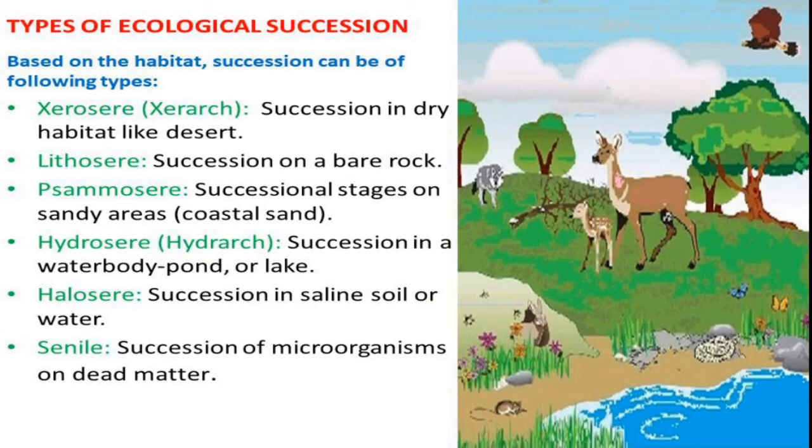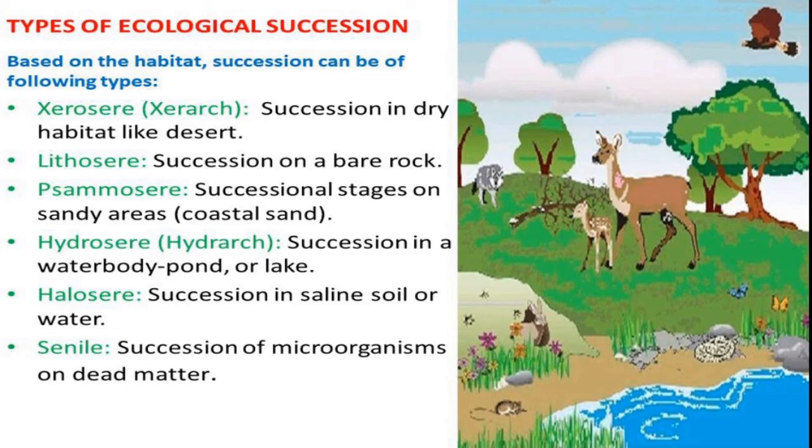Coming to the types of ecological succession, based on the habitat, ecological succession can be of different types. First one is xerosere or xerarch. It is the sequence of successional stages on a dry habitat like desert. Second one is lithosere. It is the sequence of successional stages on a bare rock. Third one is psammosere. It refers to the succession on sandy areas.